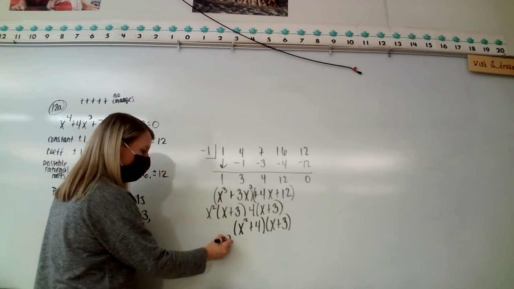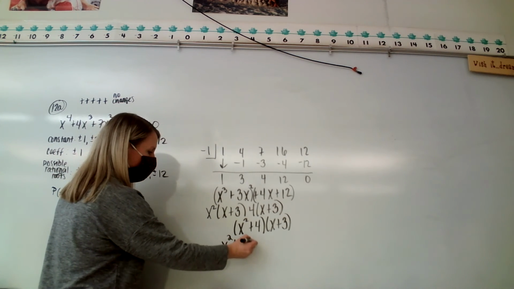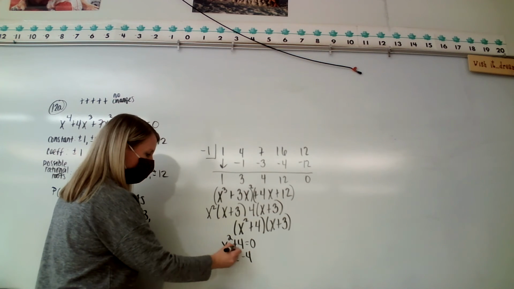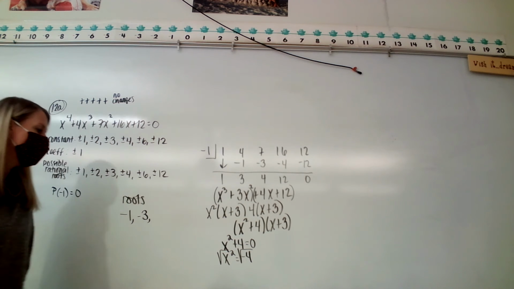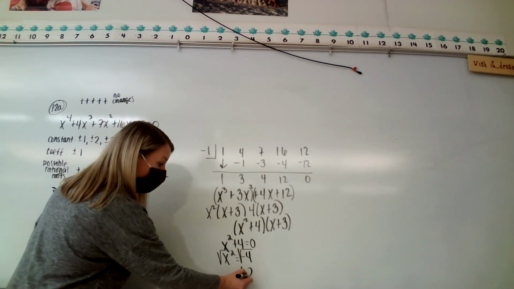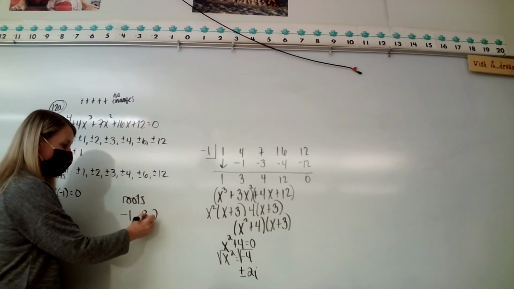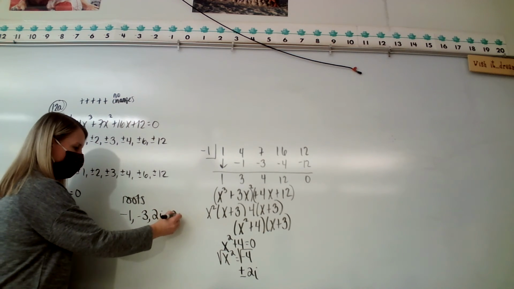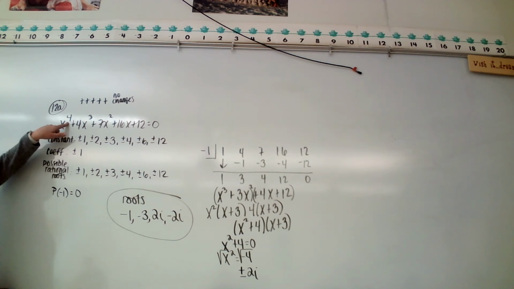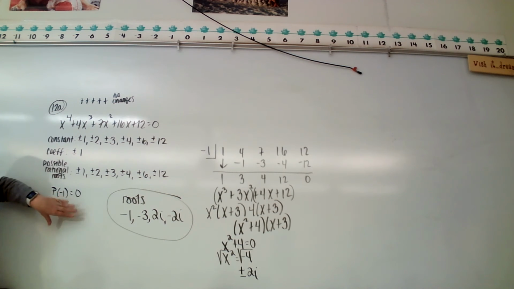So I do need to solve that. I set it equal to 0. I subtract the 4. And then I take the square root. And that will give me plus or minus 2i, right? So you could write 2i, -2i, whatever you want to write, plus or minus. But we know that if this is a 4th degree polynomial, we should have 4 roots.